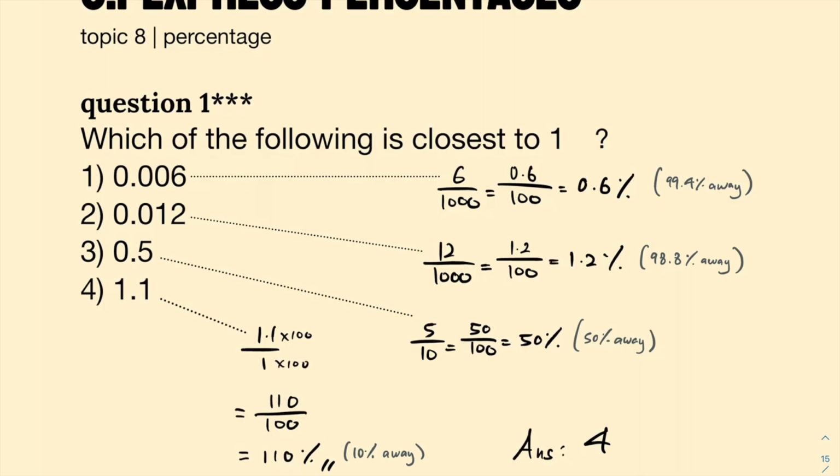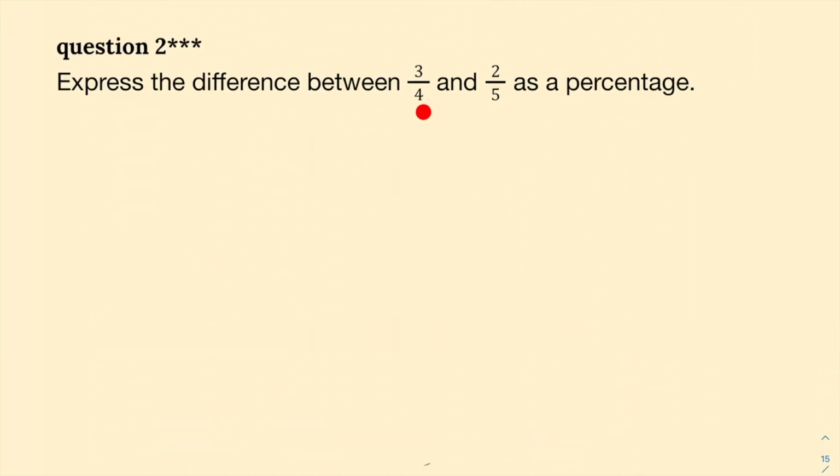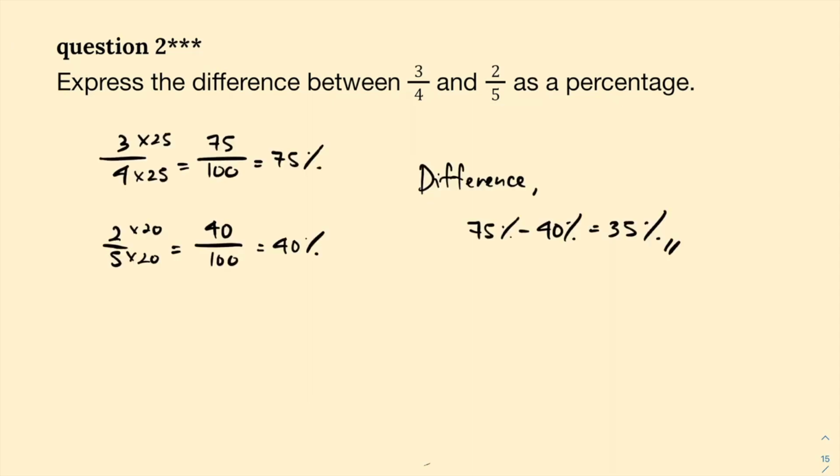Answer is number 4. Express the difference between this fraction and this fraction as a percentage. Well, what I want to do is to convert this into a percentage, which is 75%. 2/5 as a percentage is 40%. So this is the larger number here. So they want the difference. So I'm going to take 75 minus 40, giving me 35% as the answer.